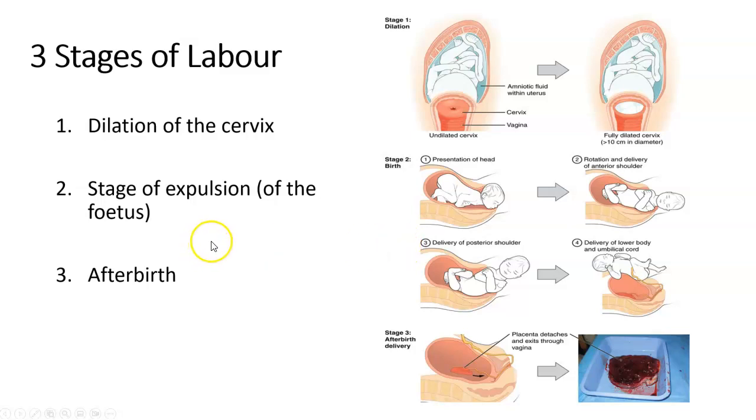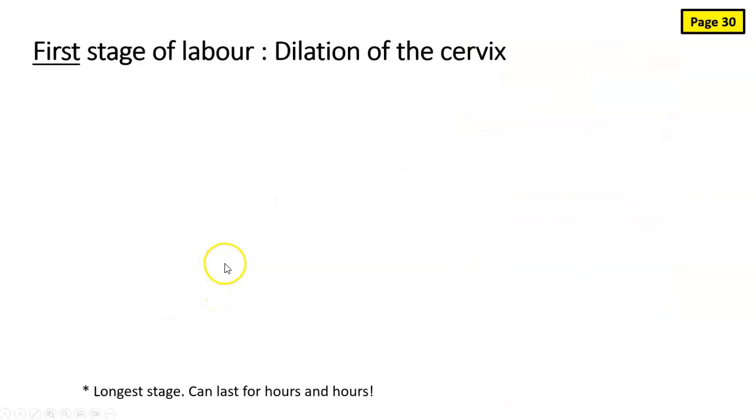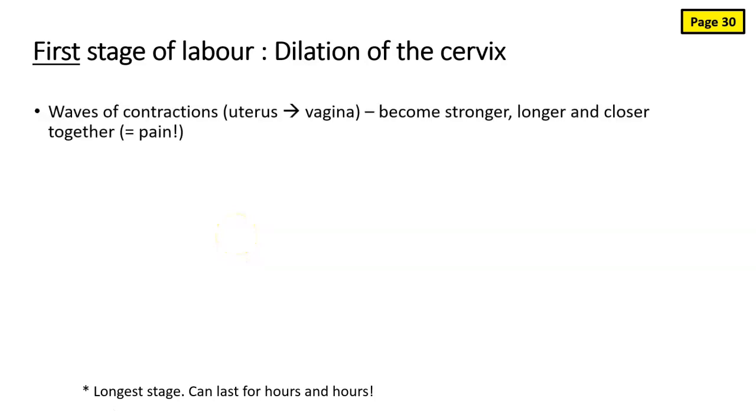Okay, so just to give you an overview, we have 3 stages of labour as we talked about at the start. We have the first one, which is the dilation of the cervix. We have the expulsion of the fetus, and then we have the afterbirth. So let's look at the first stage. Now, dilation of the cervix is typically the longest stage and can last for hours. So we have waves of contraction from the uterus right down to the vagina that start to become stronger. They become longer and closer together, and these are what cause the pain that females experience during that process.